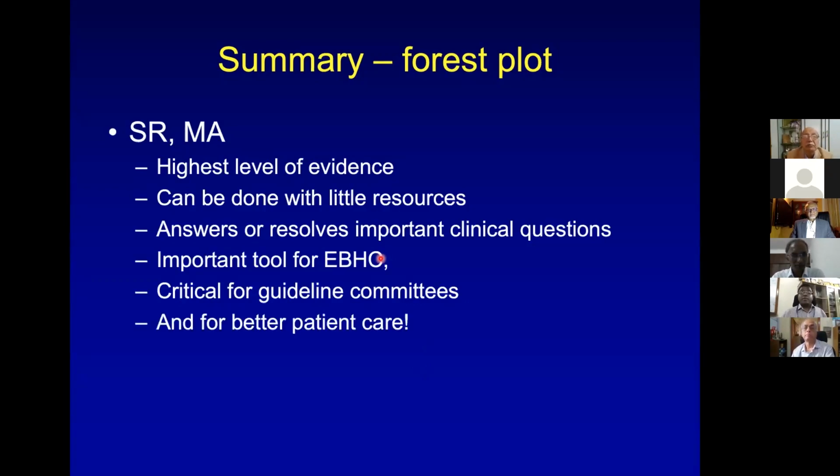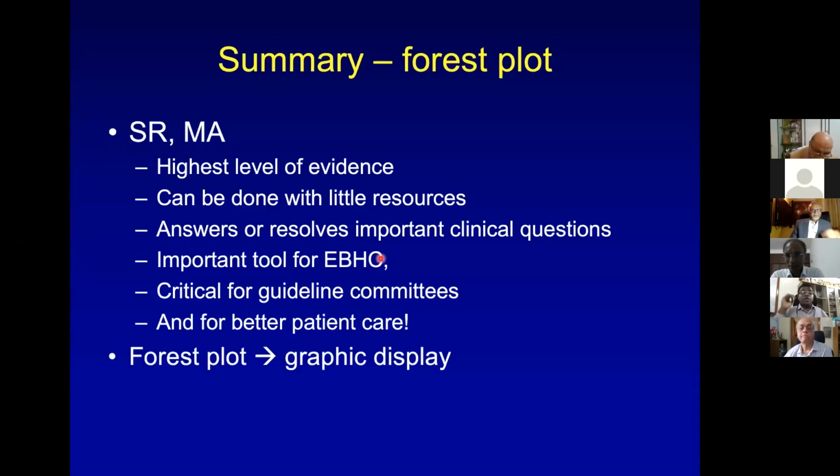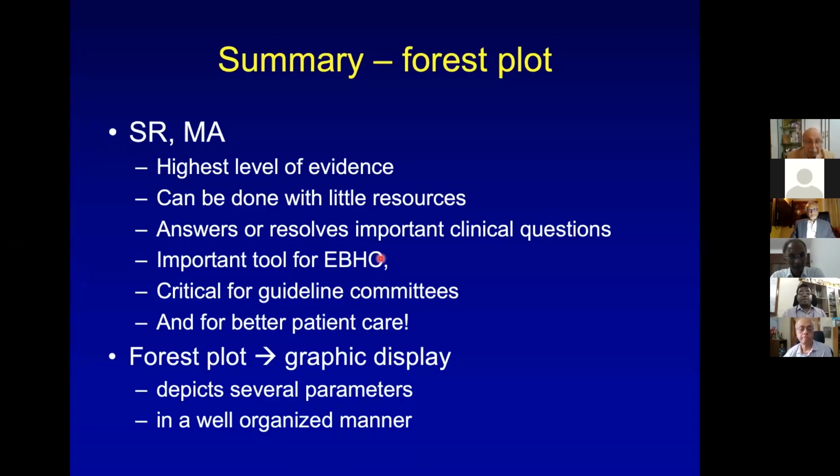And of course, for better patient care, even if the guidelines committees say that, we can look at a systematic review, a meta-analysis, we can read the forest plots, and we can find out for ourselves how good it is. And now we have many more systems that have come up, largely led by people at McMaster University, like GRADEpro, and other mechanisms. You can get the same thing on your phone, on your iPad, on a regular basis. So to conclude, a forest plot is a graphic display which depicts several parameters in a well-organized manner for us to quickly read and understand and make our decisions.